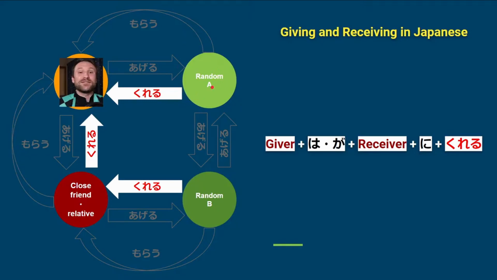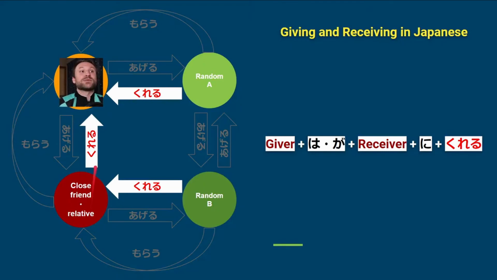If someone random gives something to someone very close to you, like your wife or your children or your mother or father, something that you can sort of see as benefiting you because it's to someone so close to you. So if someone gives your family lots of money, well, that might benefit you as well. So you can use kureru.